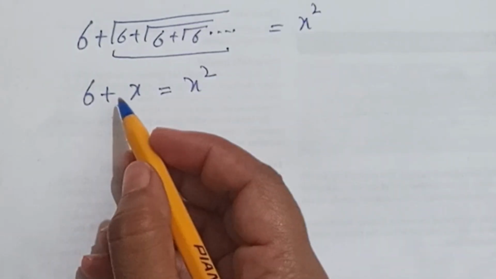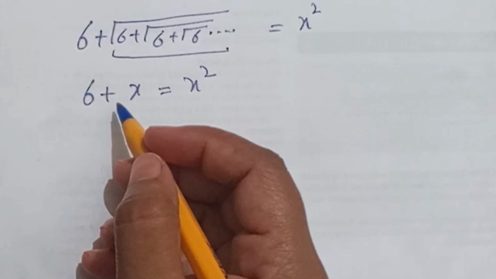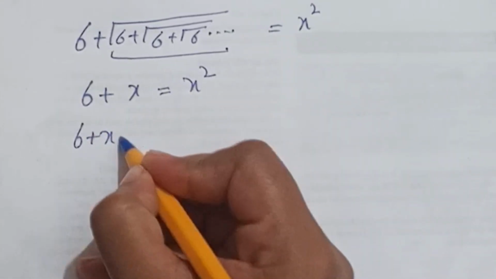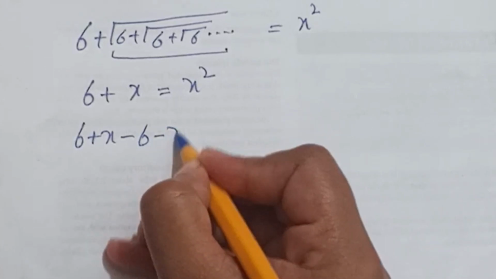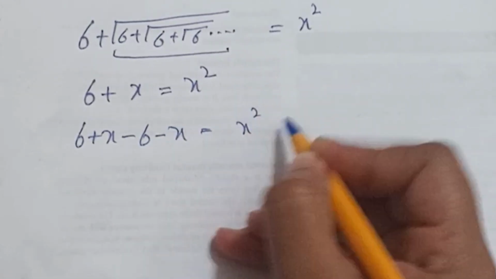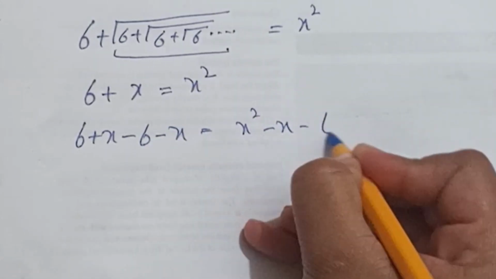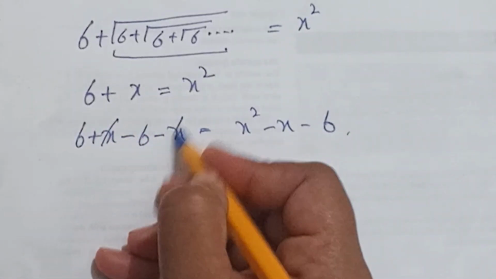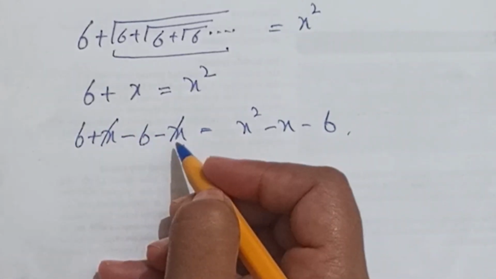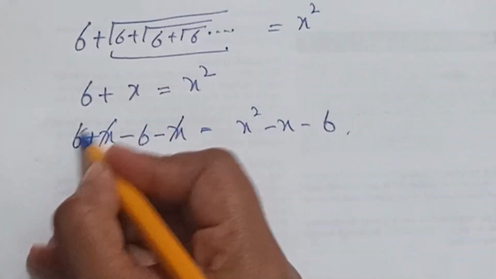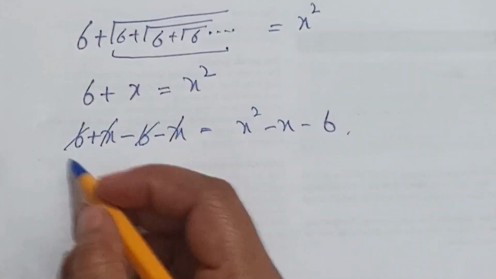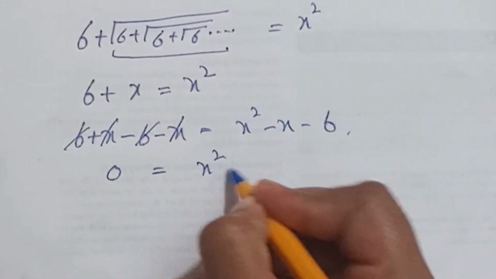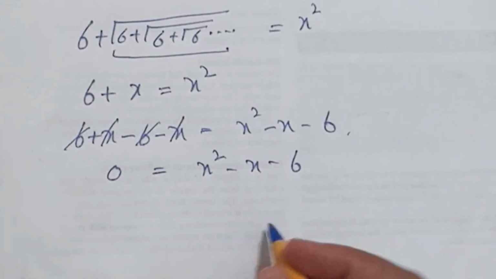Now in the next step, we subtract 6 and x on both sides of this equation. So this is 6 plus x. Subtract 6 and subtract x on this side, and also subtract x and subtract 6 on the other side. The x and x cancel because this is a plus x and this is a minus x, and this is a plus 6 and this is a minus 6. So we just get 0 on the left-hand side. Now look at this: x squared minus x minus 6.